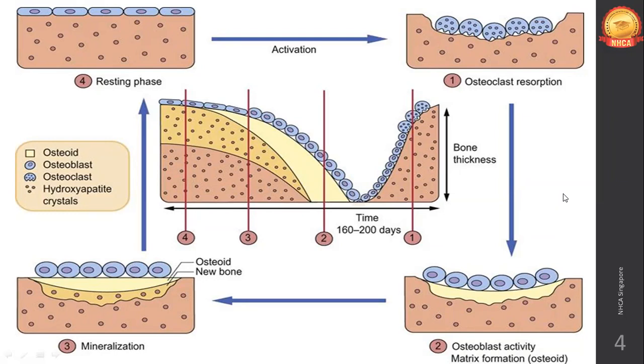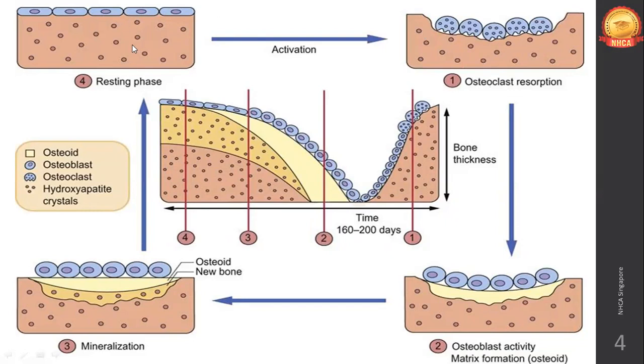What is osteoclast? Osteoblast is something that leads to bone formation. Osteoclast does the opposite. If you can see, this is an entire circle, a cycle. The bone has to go through all these phases.